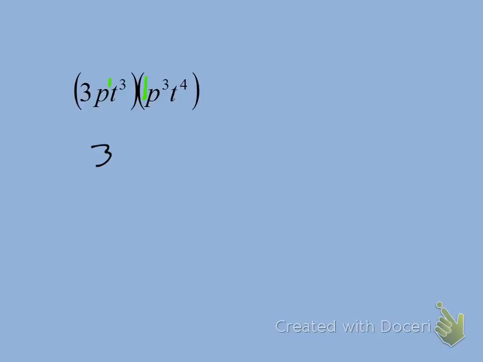So p to the first times p to the third. You do 1 plus 3 to give you p to the fourth. You take each variable individually when you have more than one. Now you've got t to the third times t to the fourth, which becomes what? T to the seventh. And that's it.